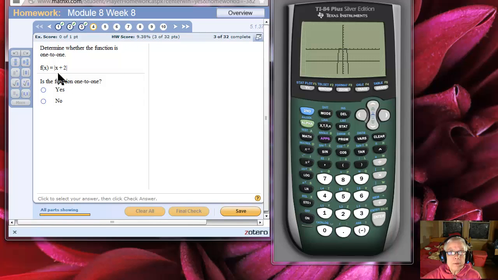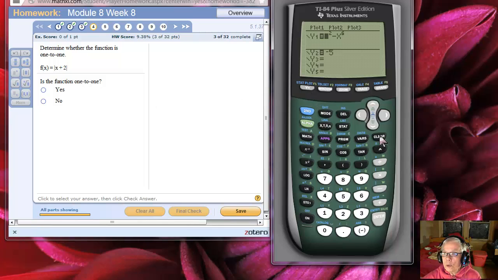Here we have the absolute value of x plus 2. Let's graph it and see what it looks like. So I'm going to clear, and clear, go back up to y1. Now, watch me. I'm going to say math, and then right arrow, and there's abs. Notice I have to come over to where num is highlighted, number. And then I choose 1, abs. All right, absolute value of what? X plus 2.